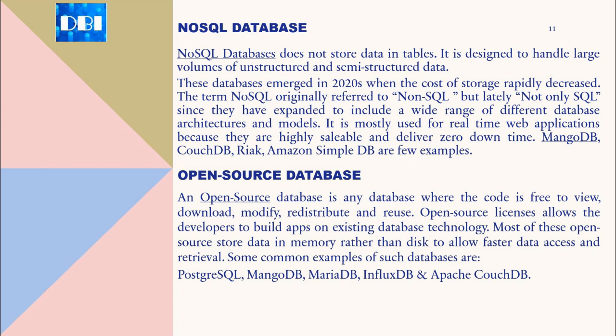Open source database. An open source database is any database where the code is free to view, download, modify, redistribute, and reuse. Open source licenses allow developers to build apps on existing database technology. Most of these open source databases store data in memory rather than on disk to allow faster data access and retrieval. Some common examples of such databases are PostgreSQL, MongoDB, MariaDB, InfluxDB, and Apache CouchDB.